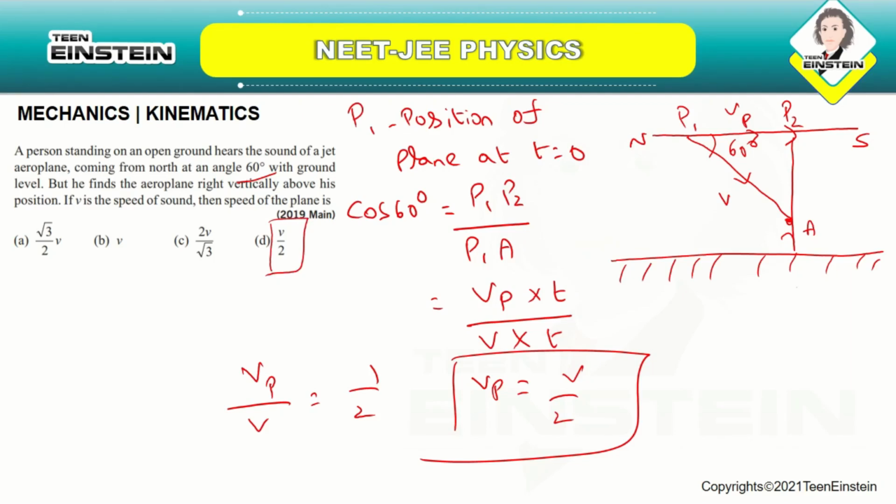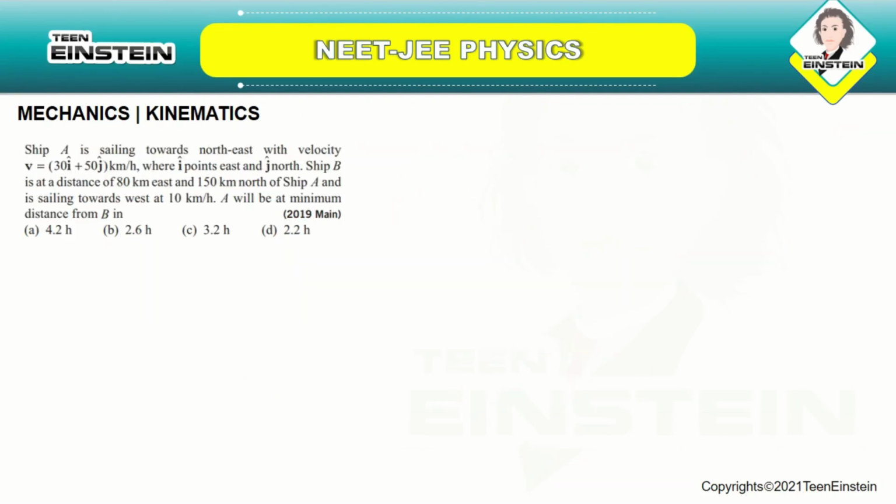Let us now move on to the next question. Ship A is sailing towards northeast with velocity v is equal to 30 i plus 50 j kilometer per hour, where i points east and j north. Ship B is at a distance of 80 kilometer east and 150 kilometer north of ship A and is sailing towards west at 10 kilometer per hour. A will be at a minimum distance from B in.